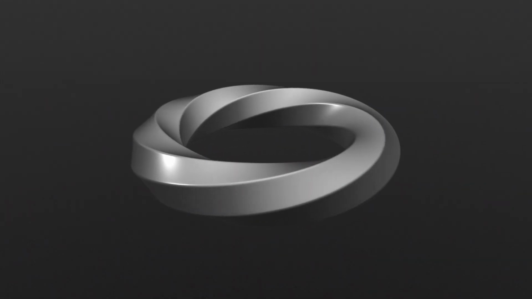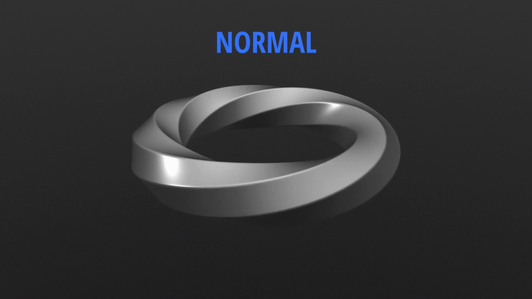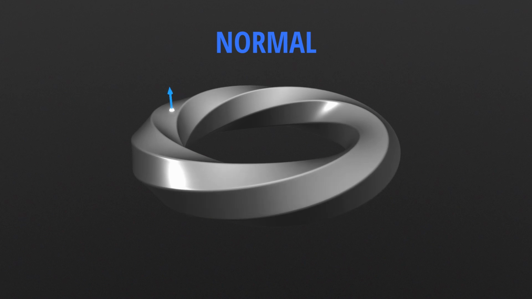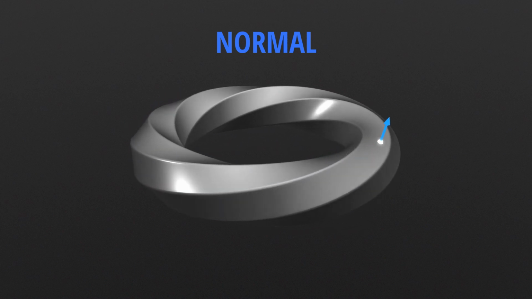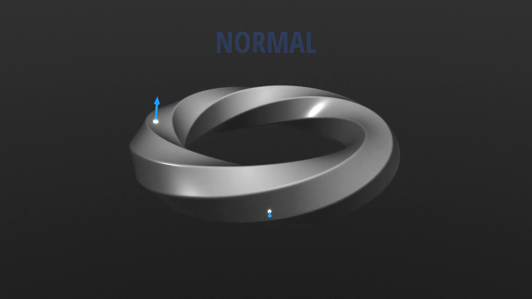Now I need to explain one more thing before we can continue. The so-called normal. In the world of computer graphics, the normal is used to show the direction of a surface. It's indicated by this little blue arrow. Every single point on the surface has a normal.